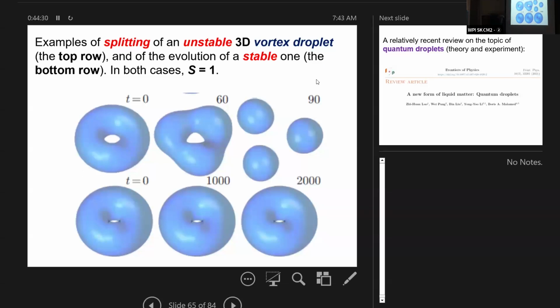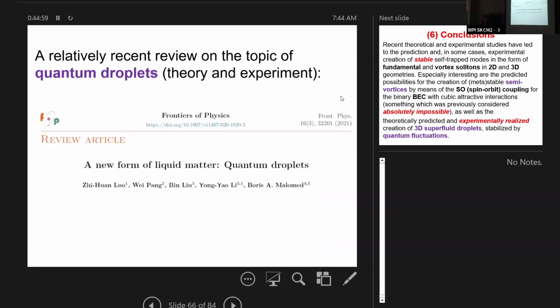But anyway, one can indeed find the values of parameters at which this three-dimensional droplet with embedded vorticity 1 with a relatively small inner hole is stable. It's illustrated here. This is the result for vorticity 1, and explicitly the stability region was also found for vorticity 2. High values were not considered because then the integration domain should be extremely large. Okay, so this is a relatively recent review paper on the topic of these quantum droplets.